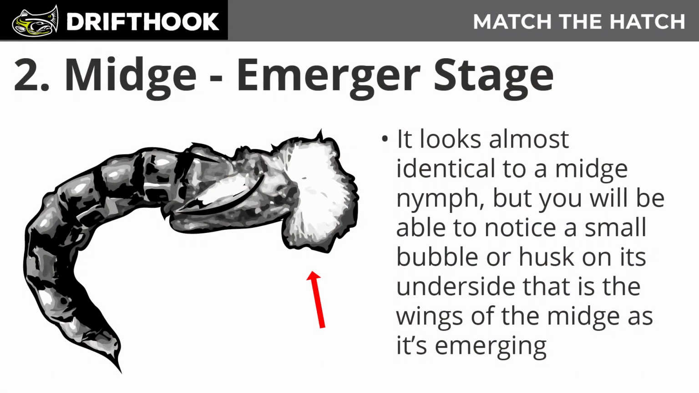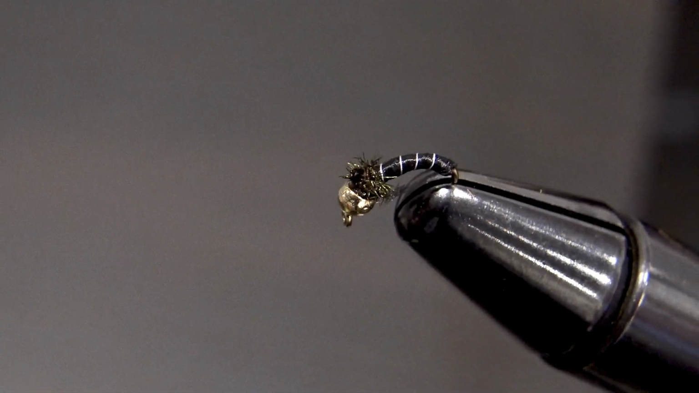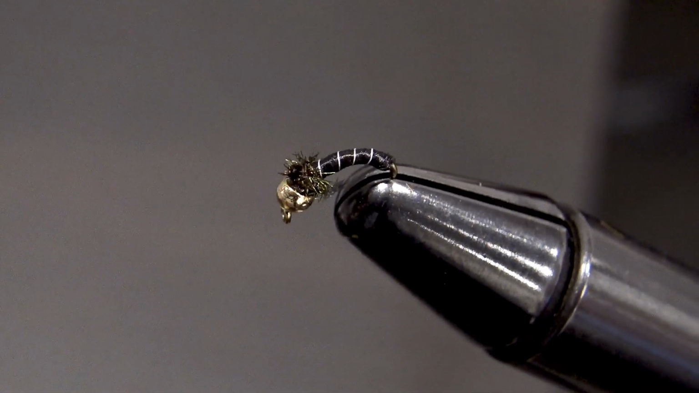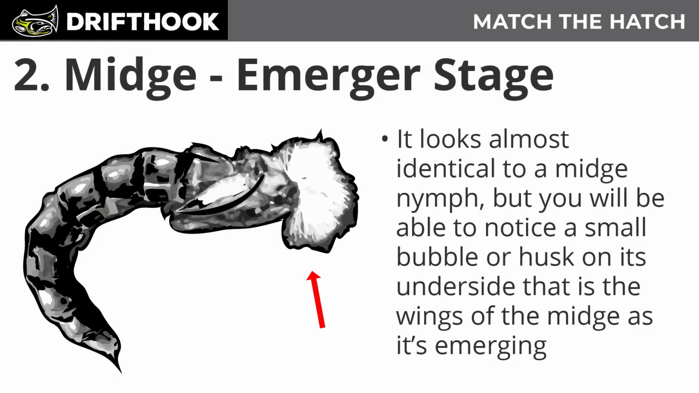The next is going to be the Midge Emerger. Now, this almost looks identical to the Midge Nymph, but the one thing you're going to notice is that there's going to be a small bubble or a husk on its underside. Now, these are the wings of the Midge, and it's adding that little bit of oxygen to help it bring itself to the surface as it comes to emerge.